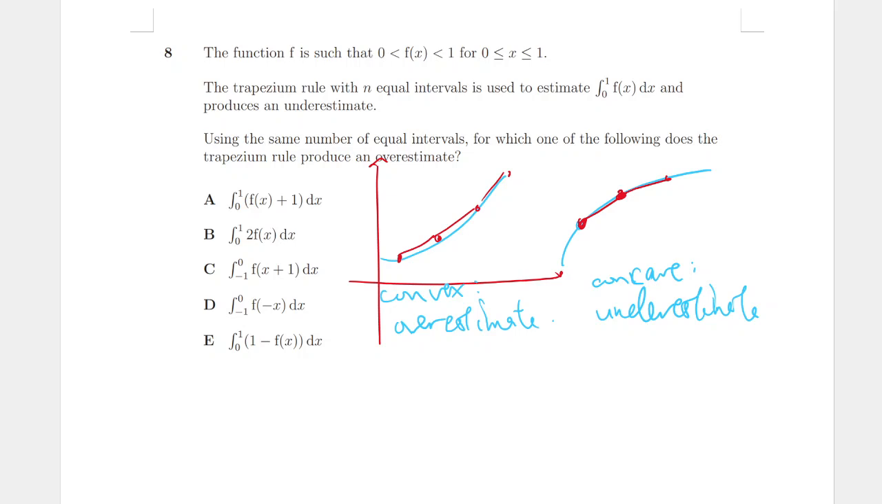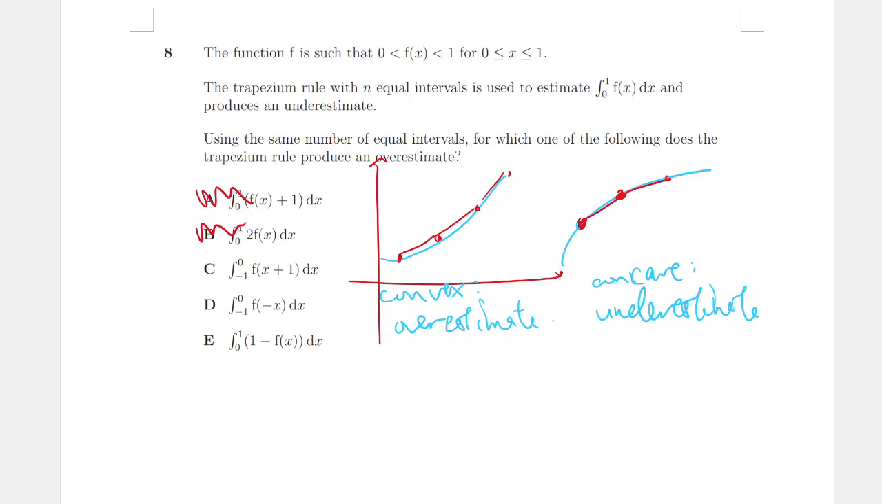So f(x) + 1. Okay, so what transformation is this? You're moving the graph up by 1, right? Does it change the convexity of the graph? I don't think so. Yeah? So I think A has nothing to do with it. How about B? If I stretch it in the y direction by 2, again, it doesn't change whether it's convex or concave. Yeah, convex stays convex and concave stays concave.